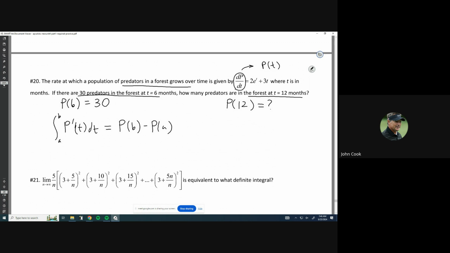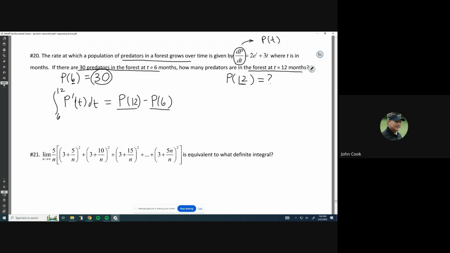So if I go from 6 to 12 on this integral, 12 would be here and 6 would be here, and I know this value, P of 6 is 30. I need to find that value, P of 12. So this would be another one of those start plus accumulation method problems. That's the game plan, and that's how we're going to work through it. So let's start plugging some of this stuff in.